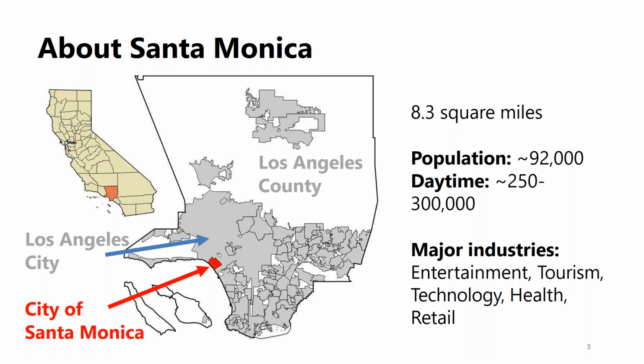Our population is small. We're just over 92,000 people, but that population can increase well into the 300,000, particularly during the summertime. Santa Monica is a popular tourist destination, both internationally and locally. We have major industries, primarily in the entertainment, technology, and retail sectors. And so we do see a lot of growth and development in Santa Monica. All of it is infill, but we are still grappling with the intensity in terms of demand for jobs, demand for housing, and the mobility issues that follow along.